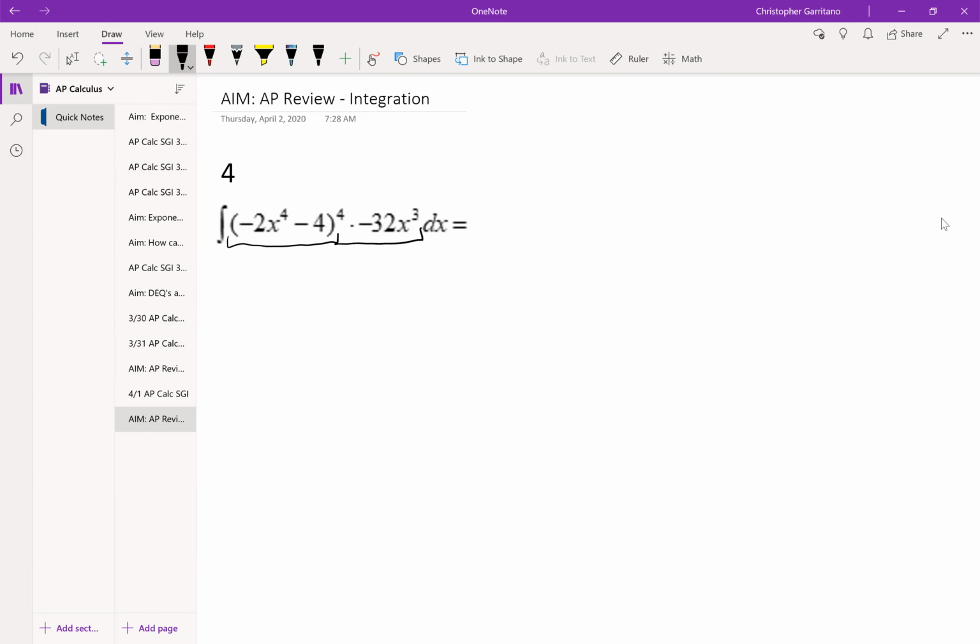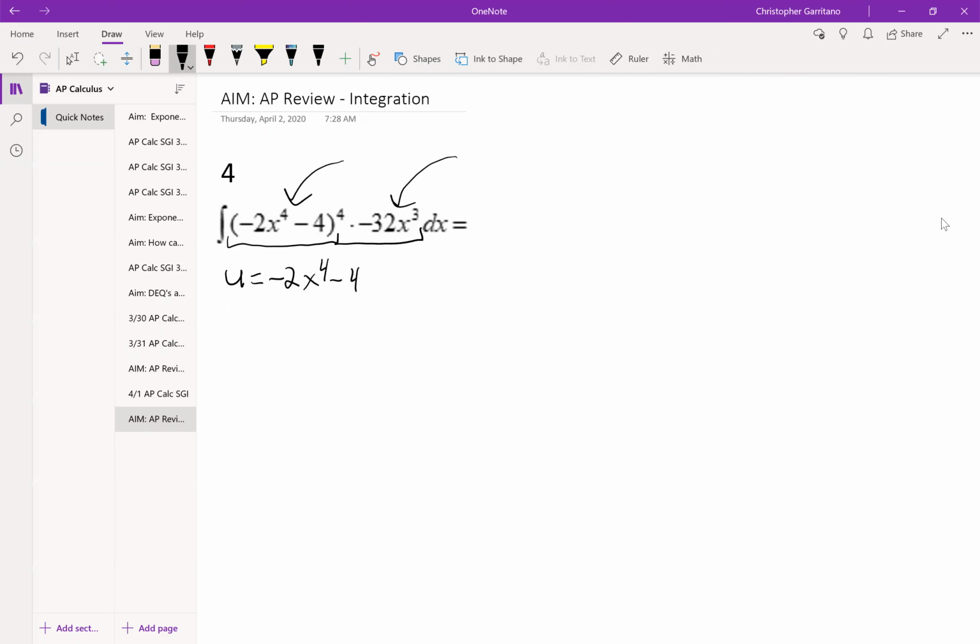But as it turns out, the function that's inside here, if you take its derivative, it'll be a cubic, which is what the outer function actually is. So this lends itself very nicely to U substitution. And so my choice of U will be that inner function, or that inner expression. So negative 2x to the 4th minus 4.